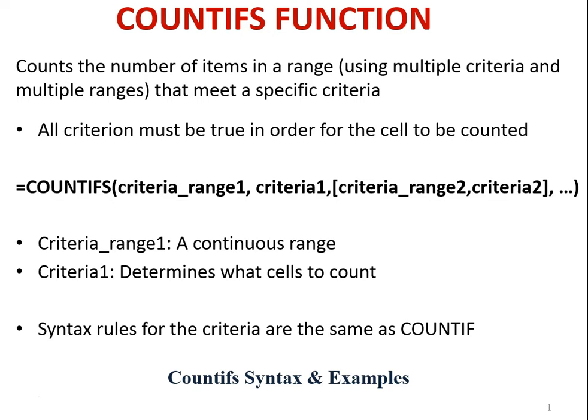The criteria range 1 argument is the continuous range to be evaluated. The criteria 1 argument determines what cells to count in that range. Criteria range 2 is the second continuous range to be evaluated, and criteria 2 determines what cells to count in that range. Syntax rules for the criteria are the same as the Countif.